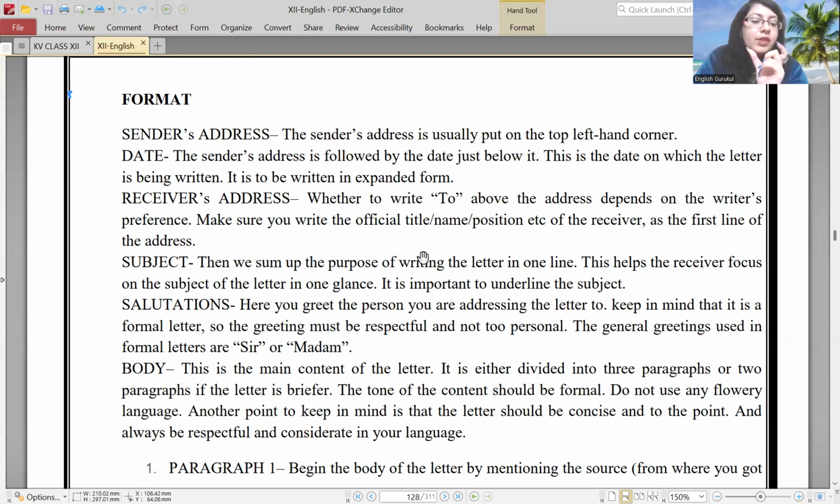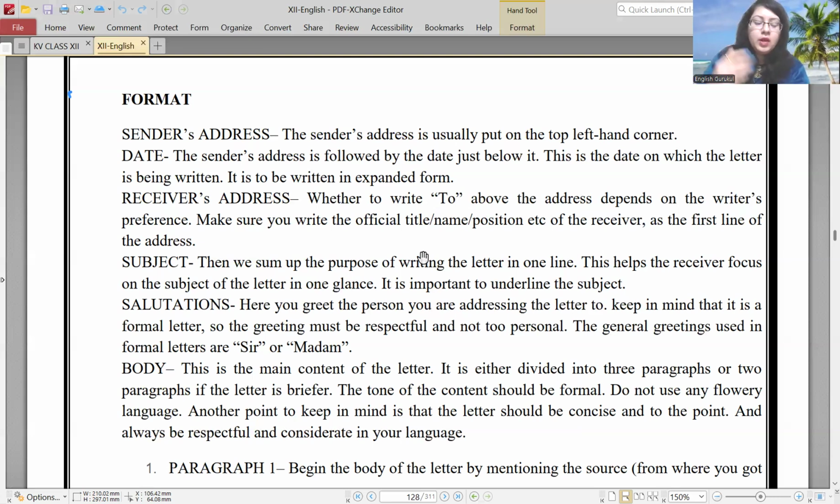Now, we have salutations. Here you greet the person you are addressing the letter to. Now, what is salutation? Say, hi, I'm Sukriti, right? So this is called salutation. So salutation is basically greeting. So here you greet the person you are addressing the letter to.